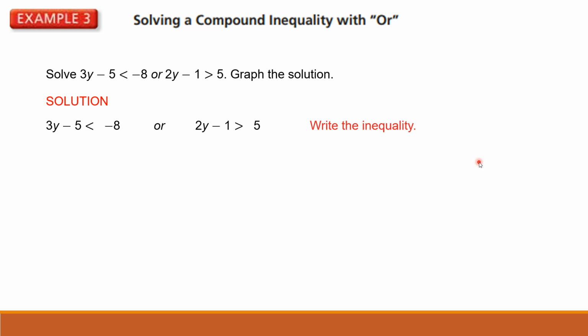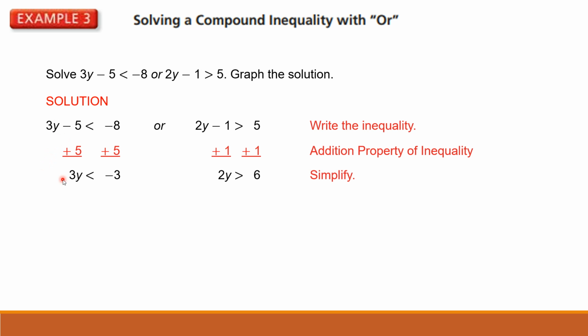So starting with our inequalities, we're going to find the first step for each one. The one on the left, we need to add 5 to get y by itself. This one will need to add 1 to get y by itself. So we're using the addition property of inequality. And then we're going to simplify. So we will have 3y, bring down your inequality, which is less than 3. Over here, we're going to add 1. So we simplify, get 2y is greater than 6.